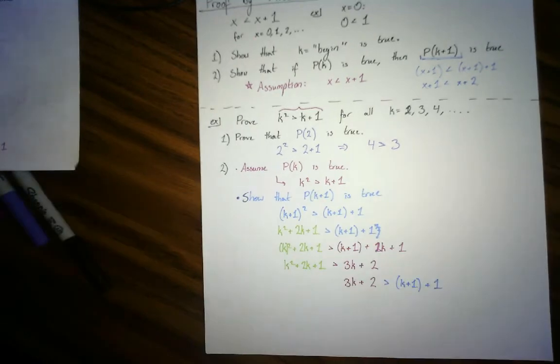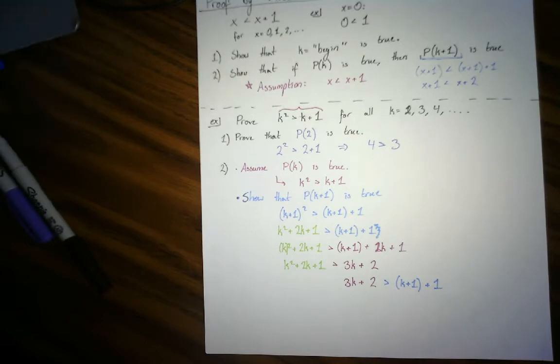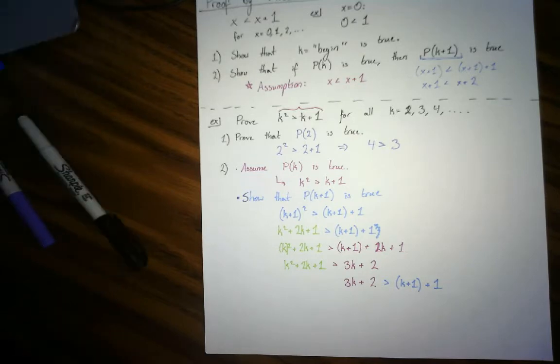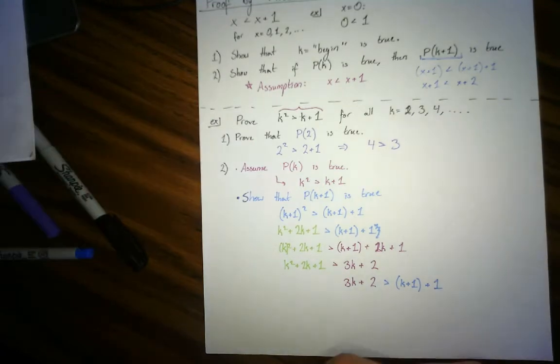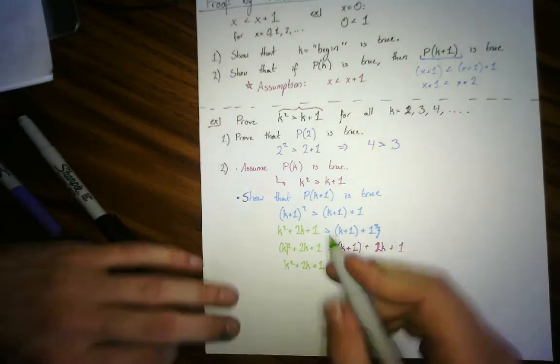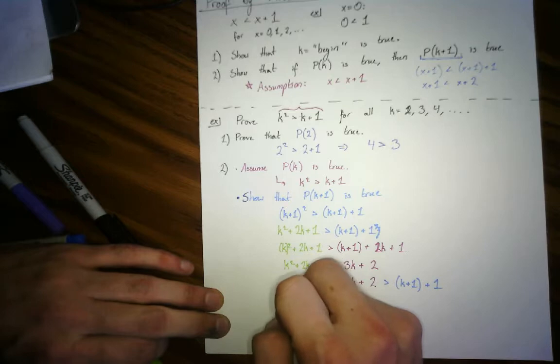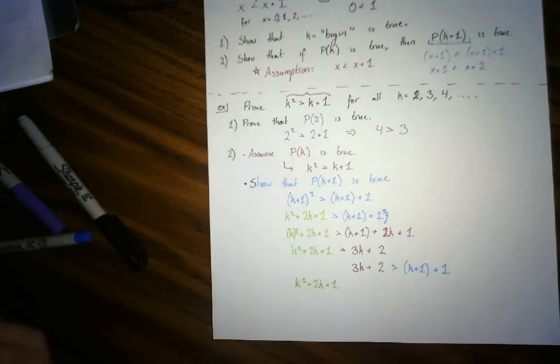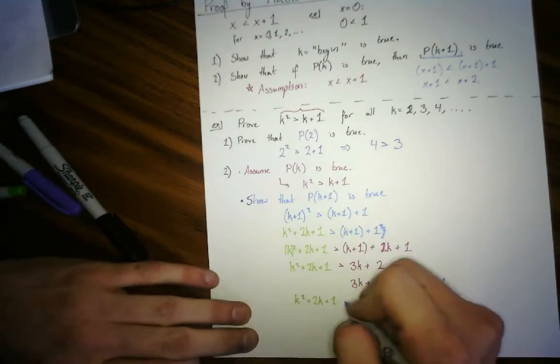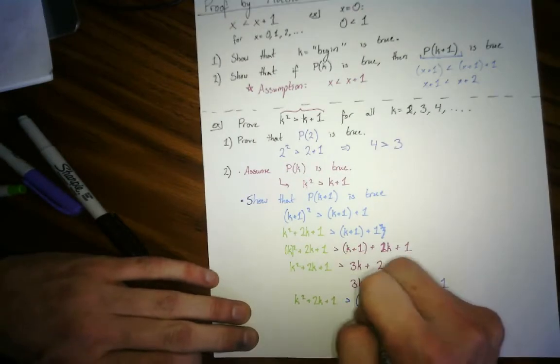So this is kind of difficult to see. I really just want to step through it again now that we've gotten to the point. So now by the transitive property, we're going to have k squared plus 2k plus 1 is greater than our original k plus 1 plus 1.